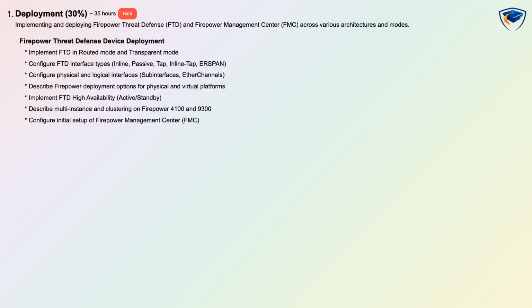In the deployment domain, you'll learn how to implement and deploy Firepower Threat Defense and Firepower Management Center across various architectures and modes. This includes deploying Firepower Threat Defense device in routed mode and transparent mode, configuring interface types such as inline, passive, tap, inline tap, and ERSPAN, and setting up physical and logical interfaces like subinterfaces and EtherChannels.